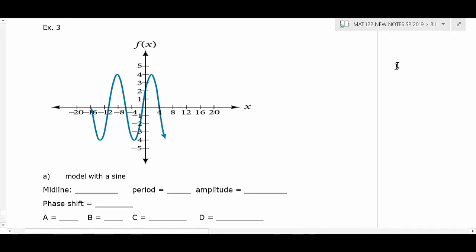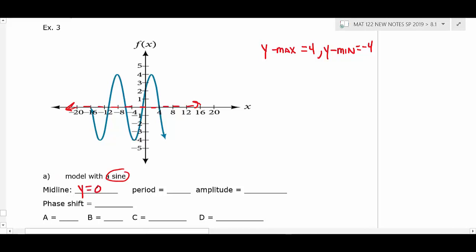Let's take a look at this one, and we're going to model it with a sine. The way I like to look at a sine is to identify my key points, and first look at the midline. On this one, the y max is 4 and the y min is negative 4. So the midline is halfway in the middle. This time the midline is y equals 0, which means we don't have any vertical translation. So that's y equals 0.